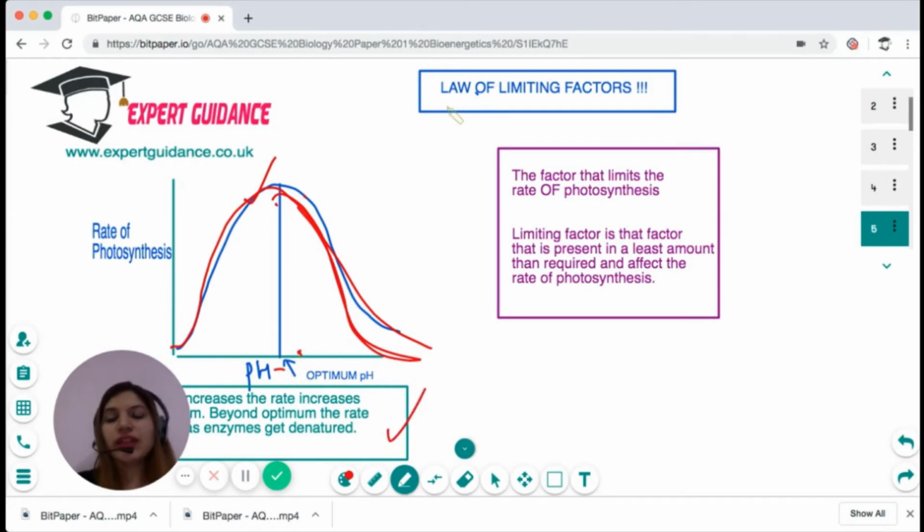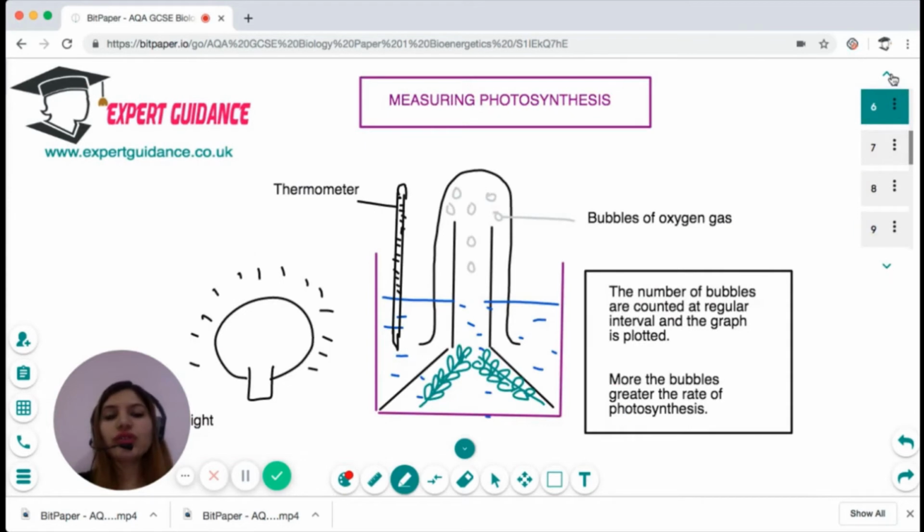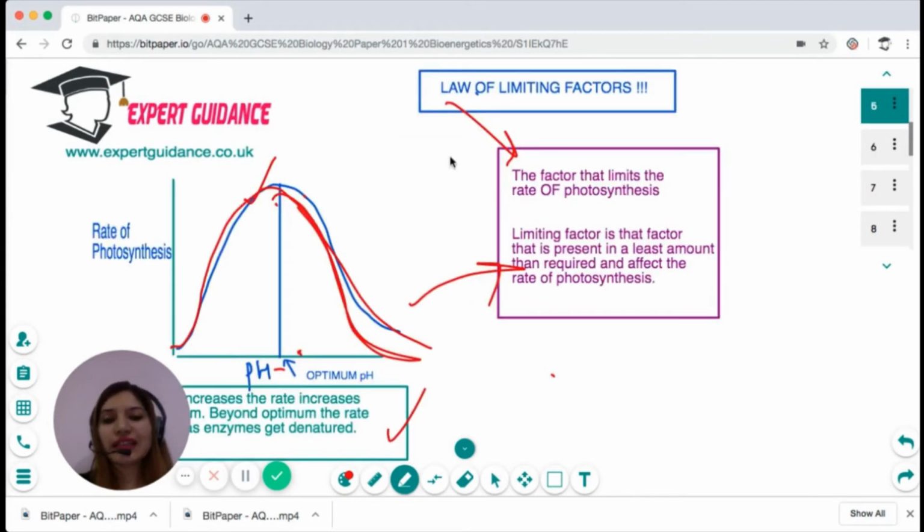Okay, so there is a law of limiting factors: any factor which is present in the least amount, either carbon dioxide or water, will affect the rate of photosynthesis, and that factor is known as the limiting factor. So in order to get the maximum rate of photosynthesis, what we should do is control these limiting factors, and that we easily do in a greenhouse that we'll be checking out next.